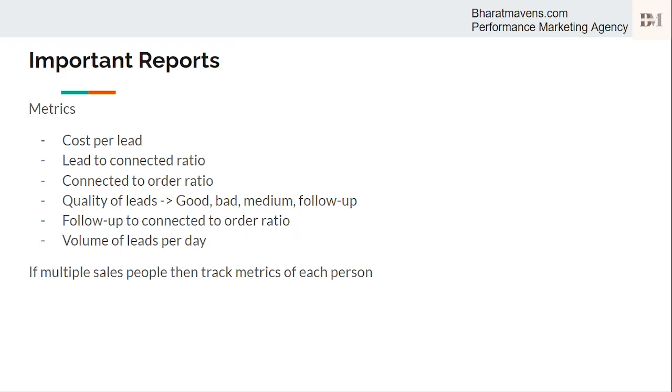Then volume of leads per day. This can also be done for each member of your sales team, so that each member has a separate tracking sheet and metrics, and then you can evaluate how good the member is at selling the service.